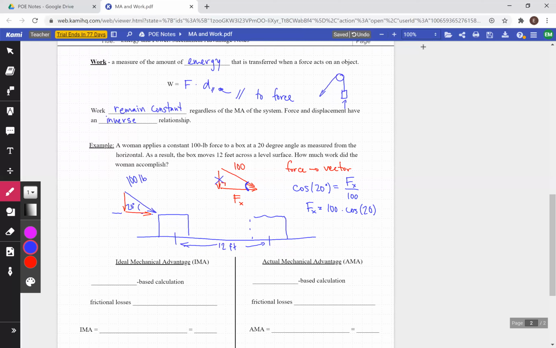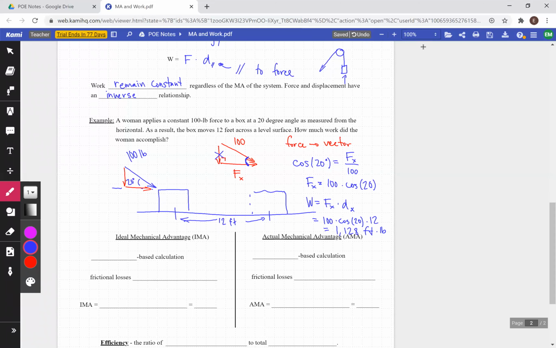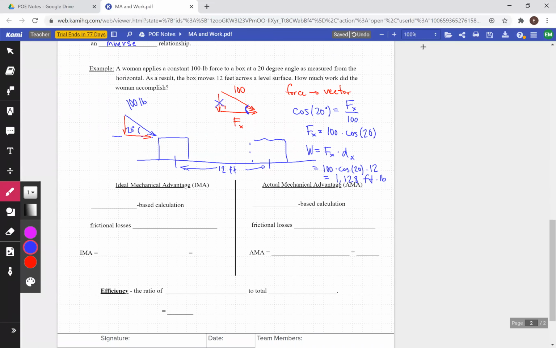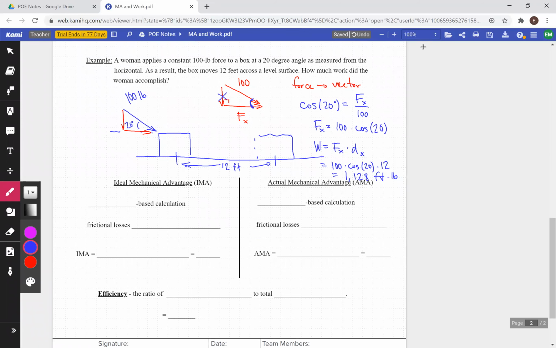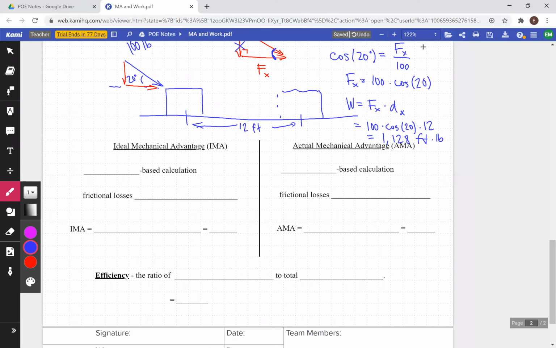And so now we can solve for how much work is being put into the system. So that's the force in the horizontal direction times the displacement in the horizontal direction, which for us is 100 times cosine of 20 times the displacement 12, and that ends up being about 1,128 foot-pounds. Weird customary units. We'll kind of go back and forth between units, but you have to be able to use both because some engineers still like to use customary.